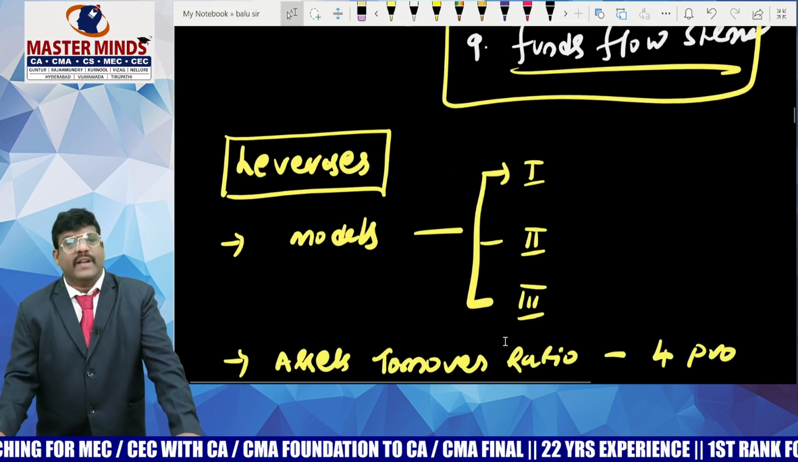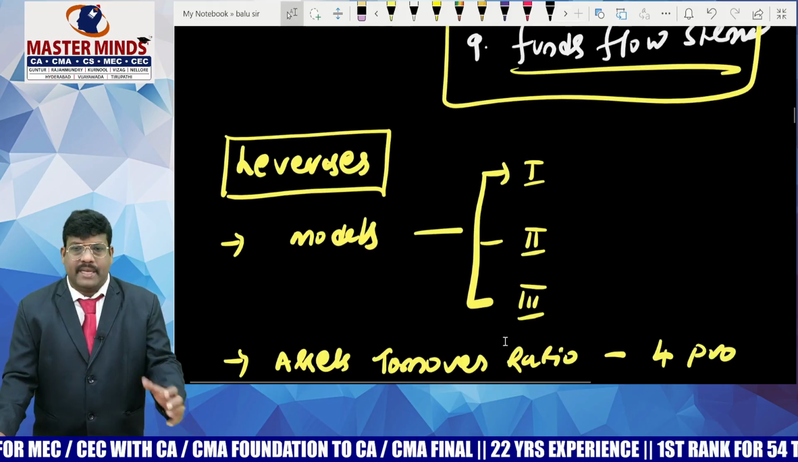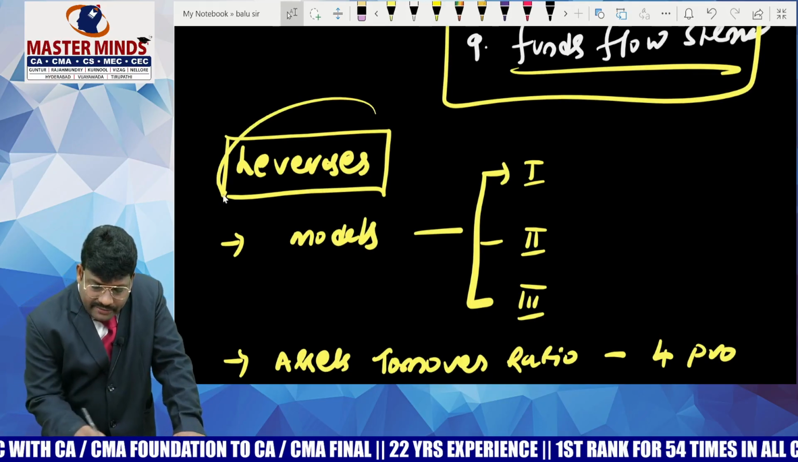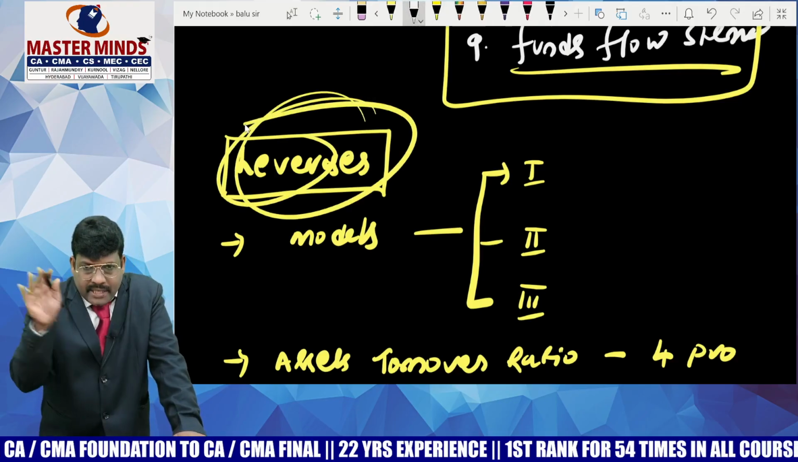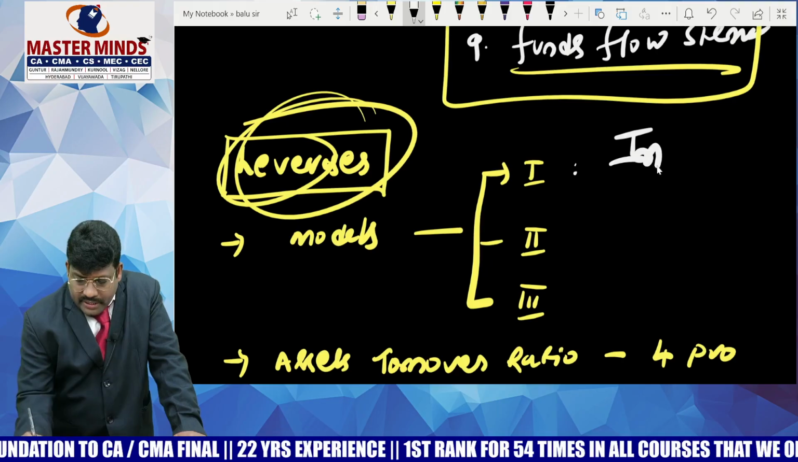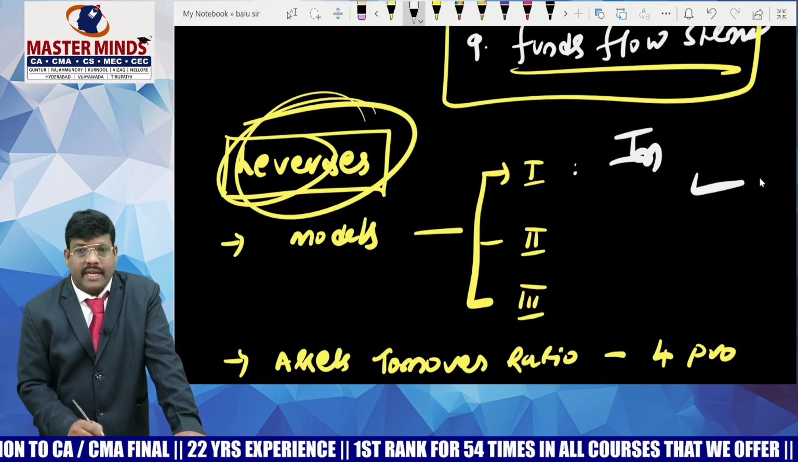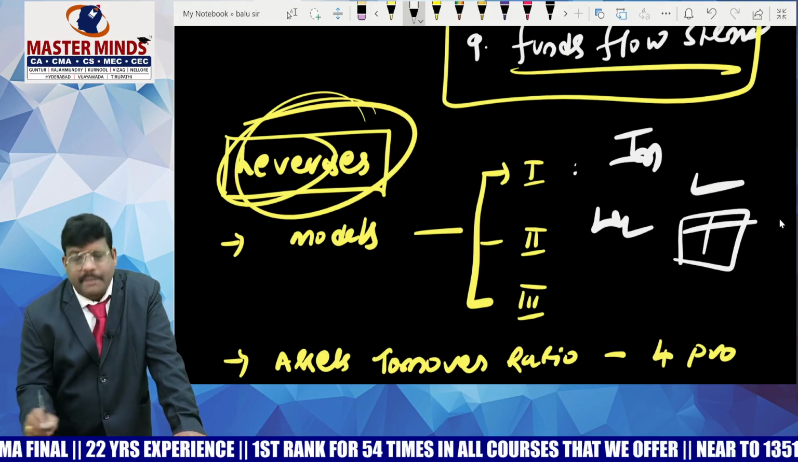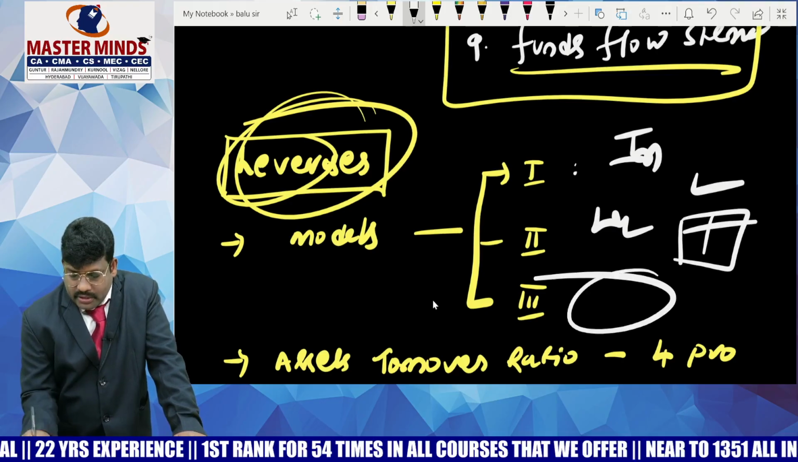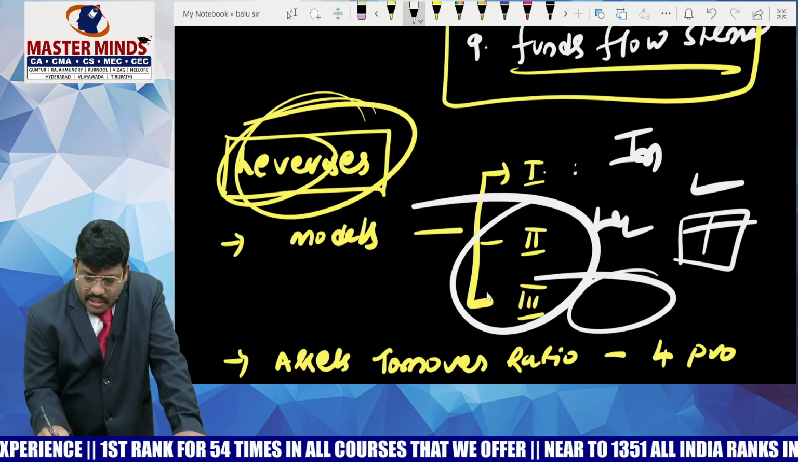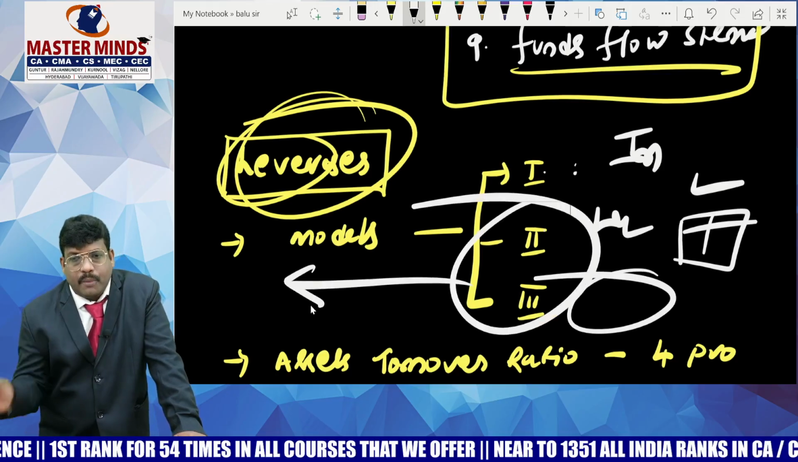Thereafter, from the leverage chapter: in the entire leverage chapter, there are 3 models. One, they will give you the income statement and ask you to calculate leverages. Number 2, they will give you leverages and ask you to prepare the income statement. And number 3, they will mix both. But compared to the first two, the comprehensive model is very important.